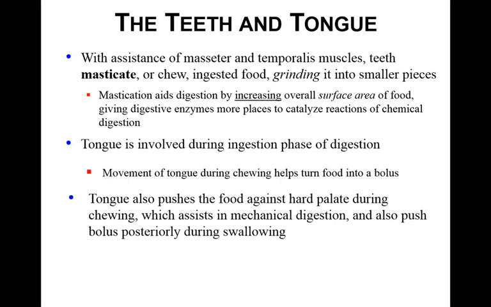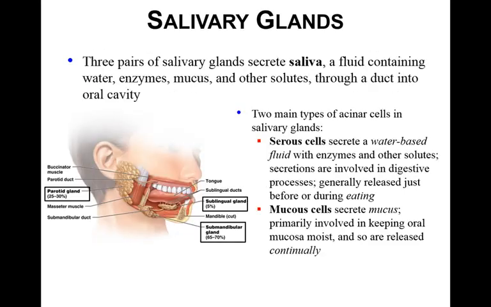The tongue, of course, is involved during ingestion. Movement of the tongue helps turn that food into a bolus. It pushes it against the hard palate during chewing, and that helps with mechanical digestion. It also pushes it backwards during swallowing. Now, your 3 pairs of salivary glands are going to make or secrete saliva, which has water, enzymes, mucus, and solutes. And of course, it's going to leave those glands through a duct and get into the oral cavity.